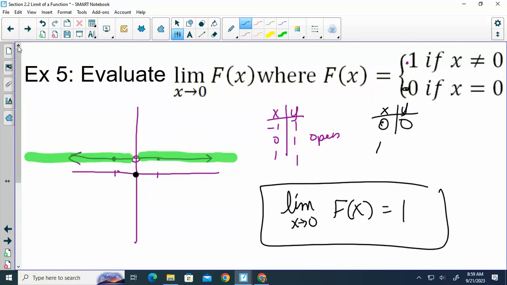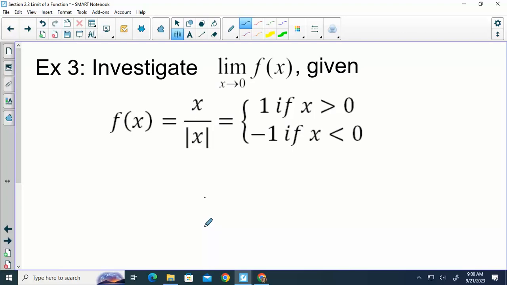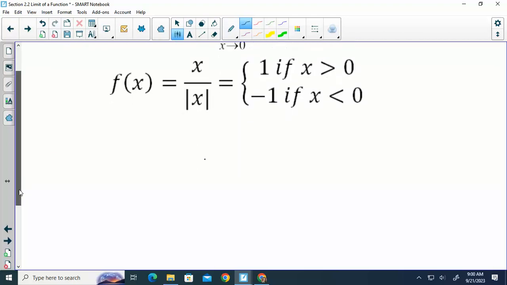We skipped example 3 also, right? Let's look at this one. I want the limit as x approaches 0 of this function. So what do I need to do? Graph, yep. We need our t-chart to get our graph.